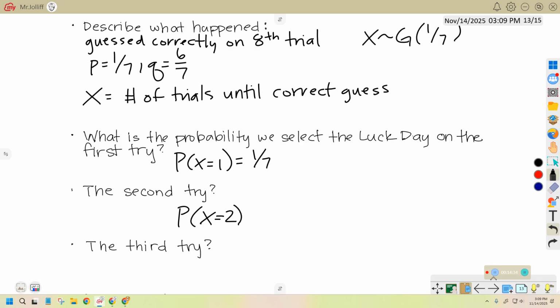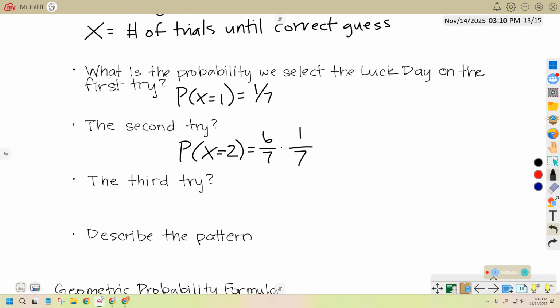What is the probability that I didn't guess correctly until the second trial? And this is 2 fractions. Incorrect first and correct second. What's the probability that I was incorrect on the first? 6 out of 7. Correct on the second. 1 out of 7.